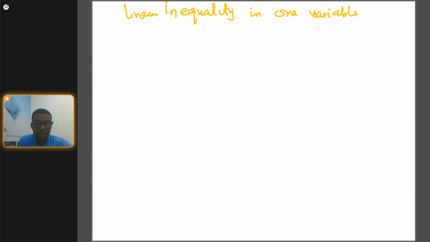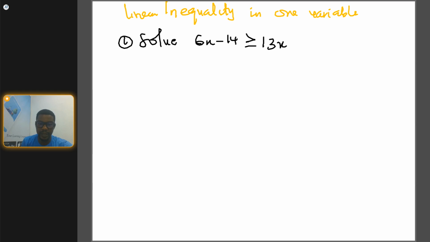Now we'll take a question on that so we can explain better. Let's solve this question together. Solve 6x minus 14 is greater than or equals to 13x. I believe you are with me. Can you see the board?